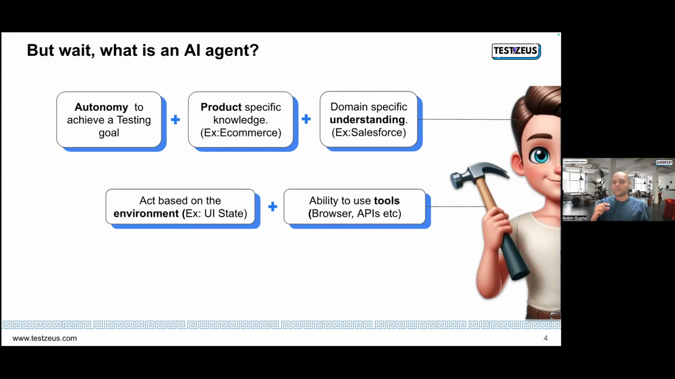Second, it should have some product specific, also domain specific understanding like Salesforce and memory aligned to it. It should be able to act on the environment or the UI state. And then it should have the ability to use tools like browser, APIs, and so on. So the mental model to correlate all of this together is very simple. Think of an AI agent as a carpenter.